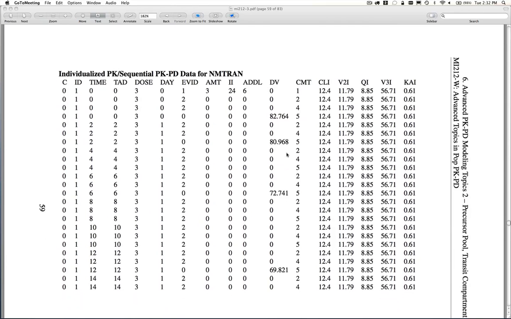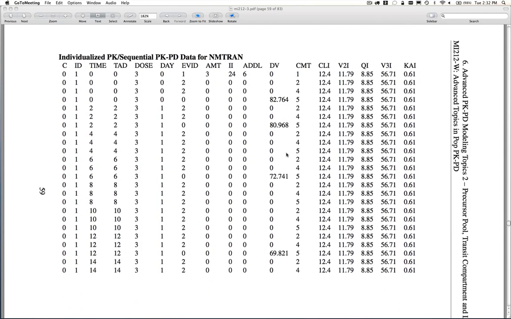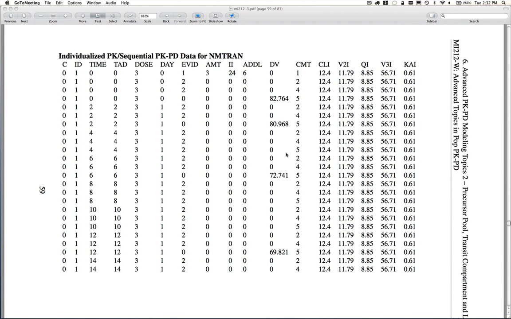So the next page here is, in fact, a snippet of the data that we were just looking at, the data that were used for the fit to the observed data. And there are several things that are worth noting as we look through this data file.